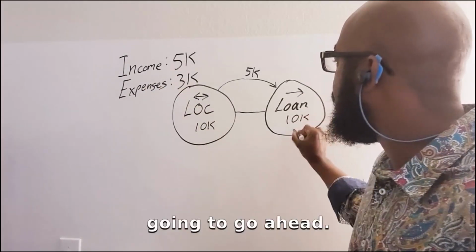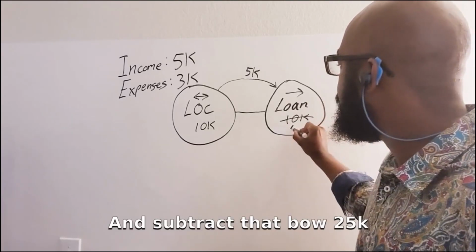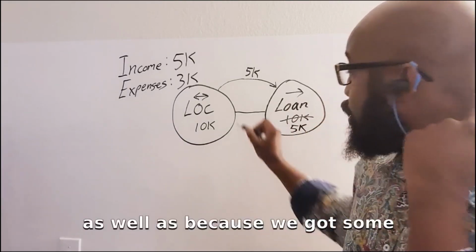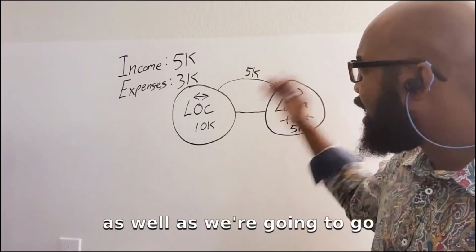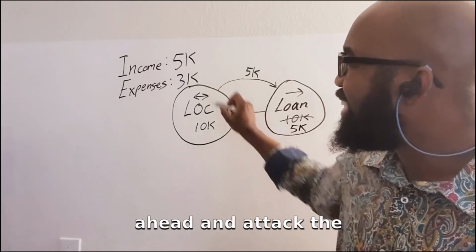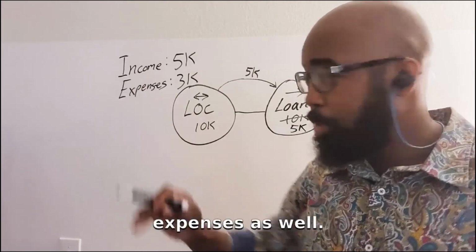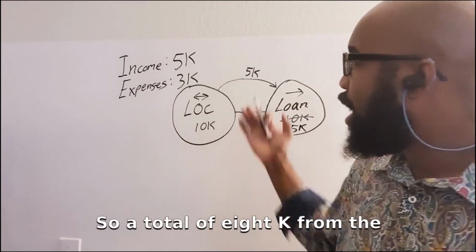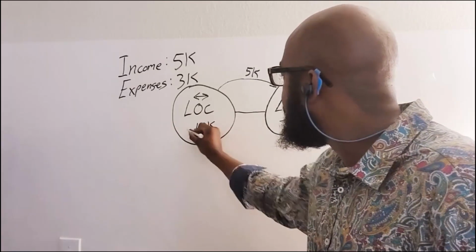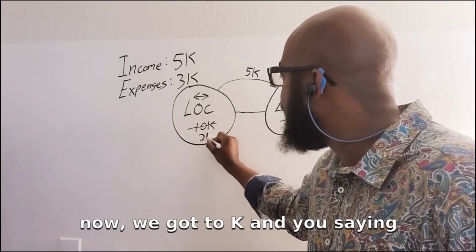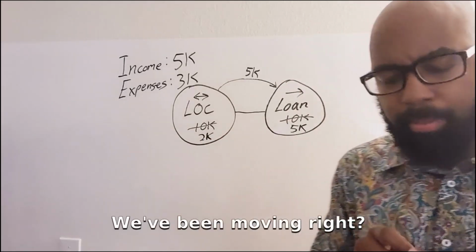And so we're going to go ahead and subtract that to 5K. As well as, because we got some left over, right? As well as we're going to go ahead and attack the expenses. We're going to pay our expenses as well. So a total of 8K from the 10K is what? Now we got 2K.